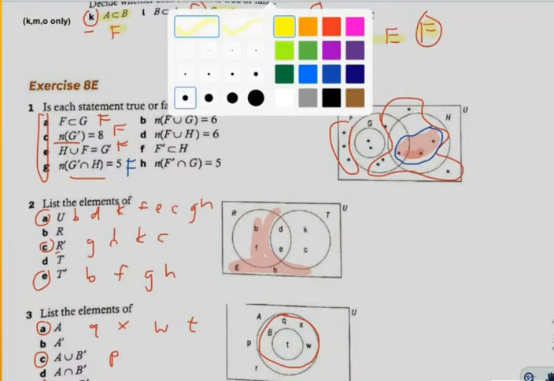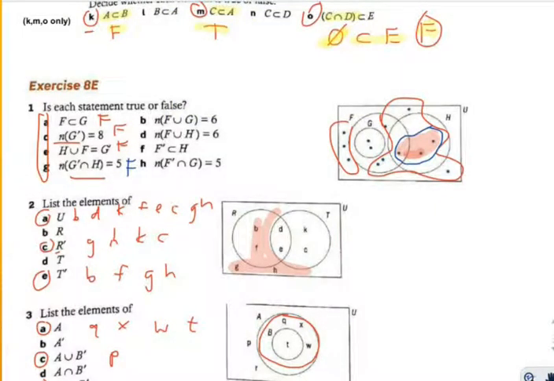Again, we are working only on the odds. So let's look here. Is F a proper subset of G? Well, let's mark F, and then we'll mark G. Wait a second, G is smaller than F. If G is smaller than F, how can F be a subset of G? If anything, G is a subset of F, but not this way. Okay, so that's false. Is the number of elements in G complement equal to 8? Okay, let's mark G complement. Anything outside of G is G complement. That looks like more than 8, so that's false also.